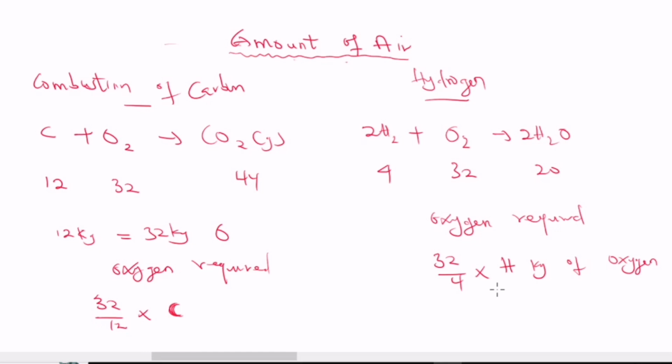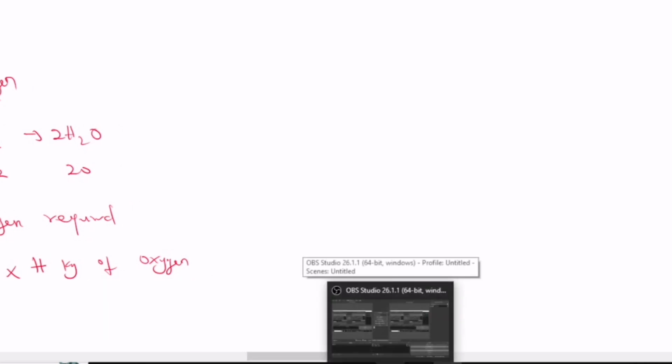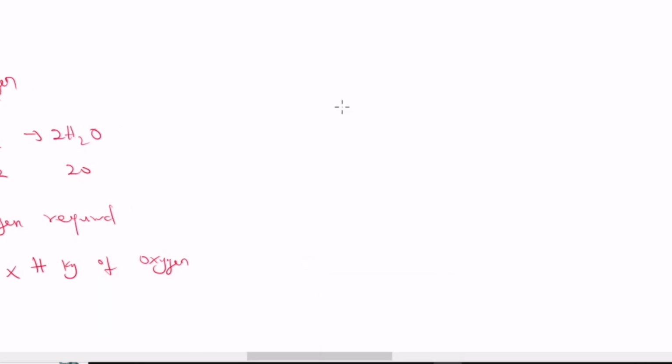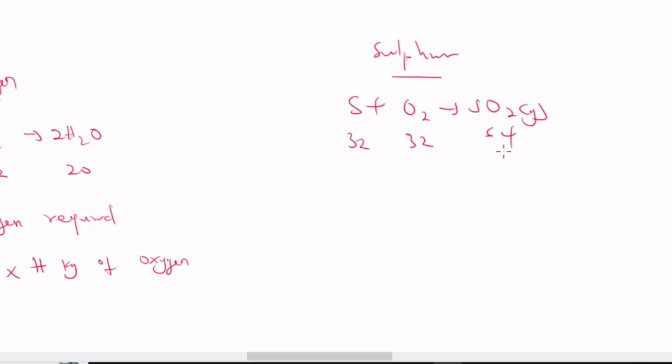Now we have the next one, which is sulfur. So let's do combustion of sulfur. For sulfur, we know S plus O2 gives you SO2 gas. The molar masses are 32, 32, and 64. So in that case, we're finding the oxygen required. Oxygen required will be 32 over 32 times the sulfur in kilograms, right? Yes, the sulfur kilogram.